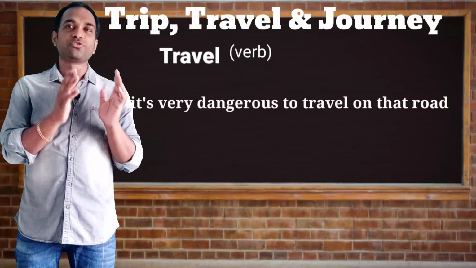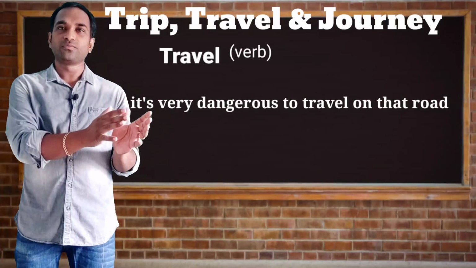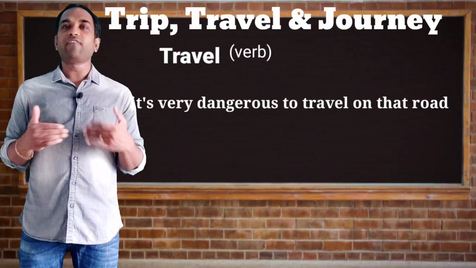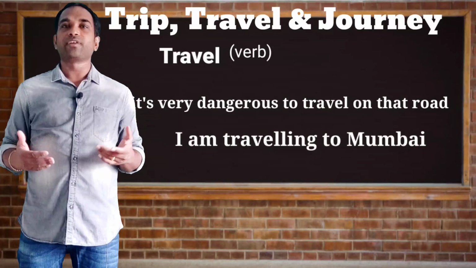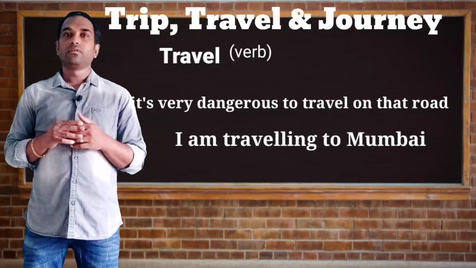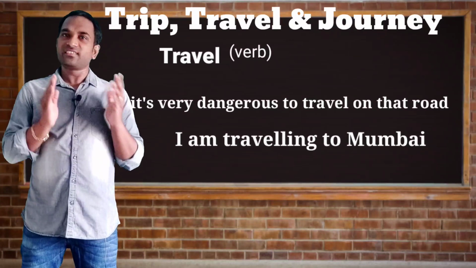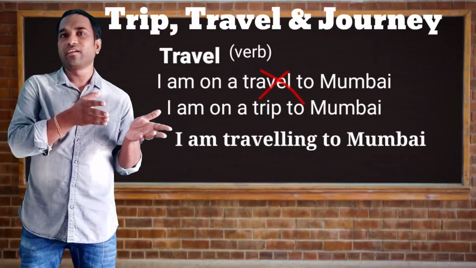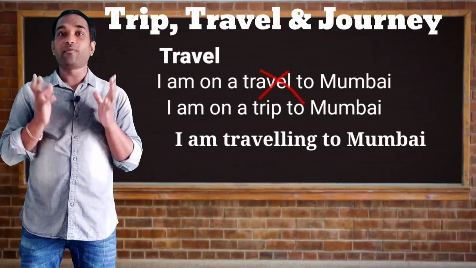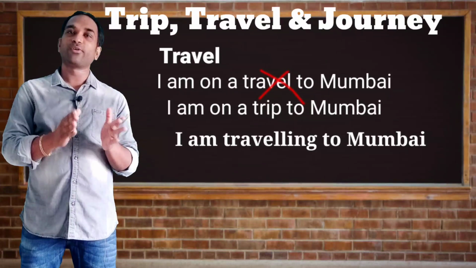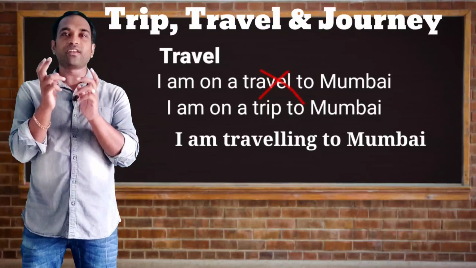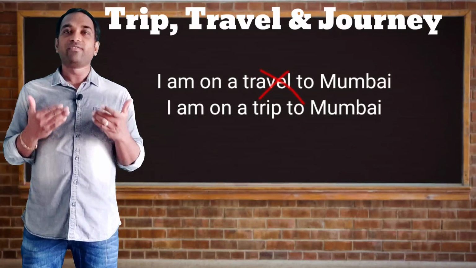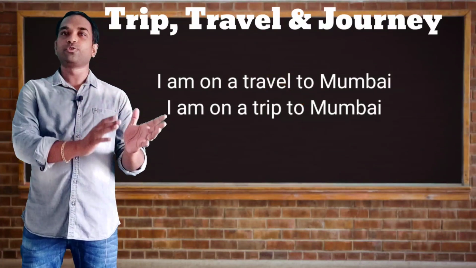It's very dangerous to travel on that road. I'm traveling to Mumbai. I say I'm traveling to Mumbai, but I don't say I'm on a travel to Mumbai. But I say I'm on a trip to Mumbai. Okay, so I'm on a trip to Mumbai. Trip is a noun, travel is a verb. So I am traveling to Mumbai, and we say I am on a trip to Mumbai.